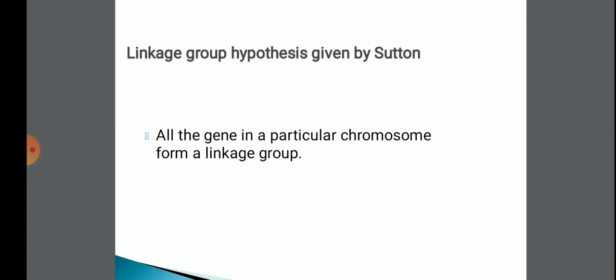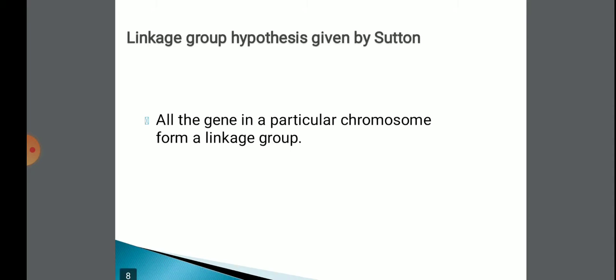Now, the linkage group hypothesis given by Sutton. He said all the genes in a particular chromosome form a linkage group. That means we have 46 chromosomes, meaning 23 pairs, so we have 23 linkage groups. Taking one more example: maize has 10 pairs of chromosomes, so there are 10 linkage groups.